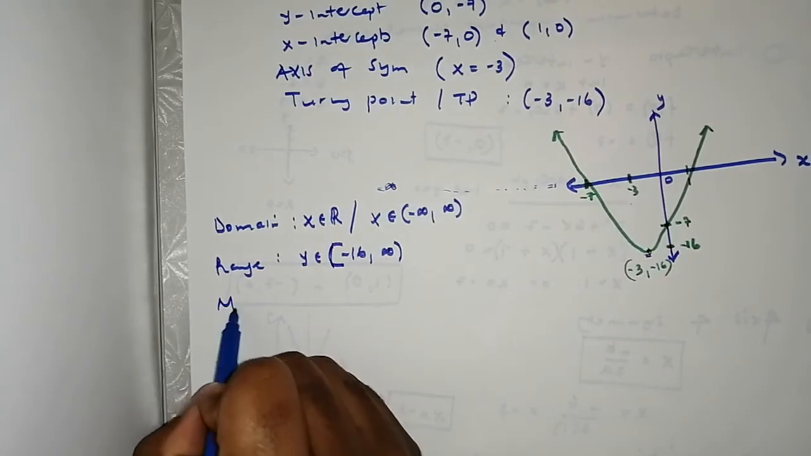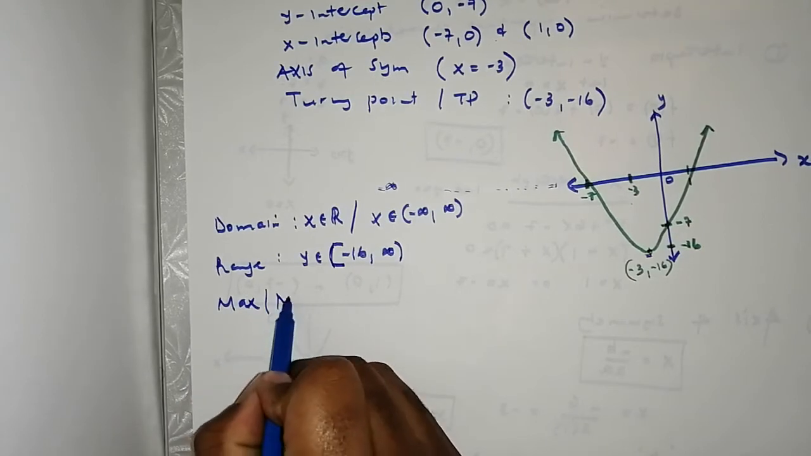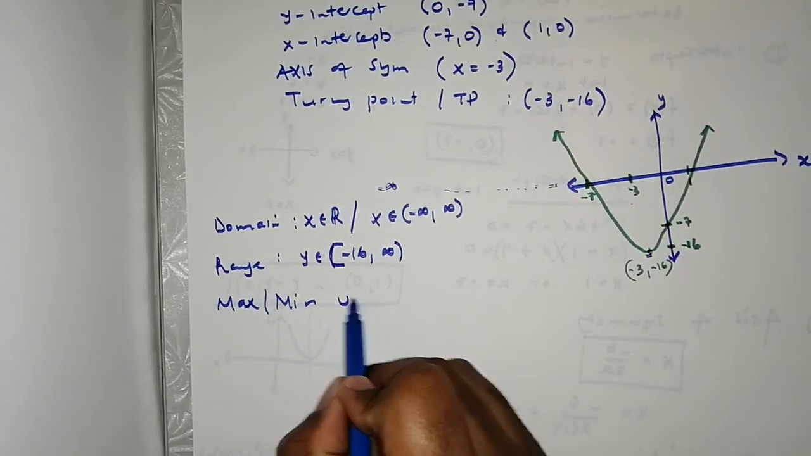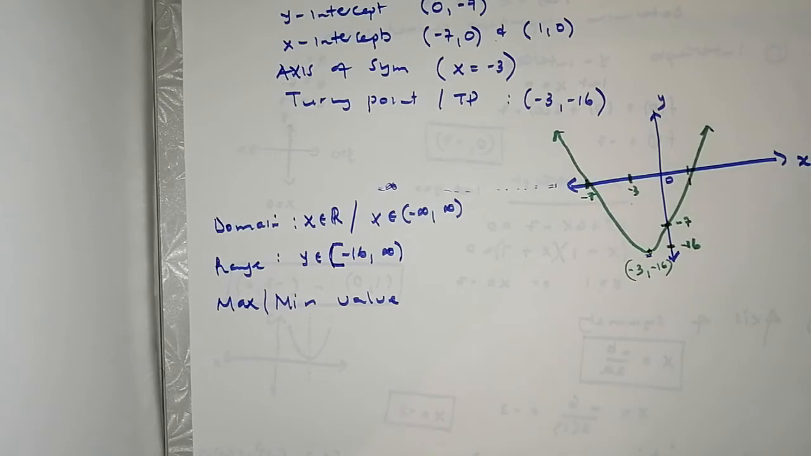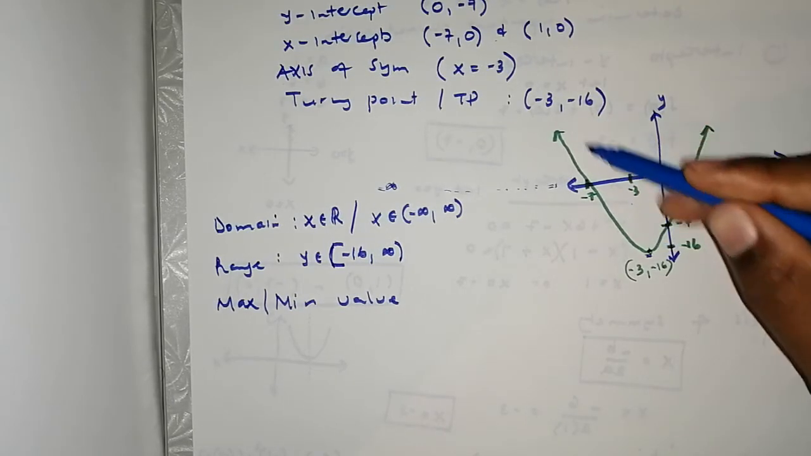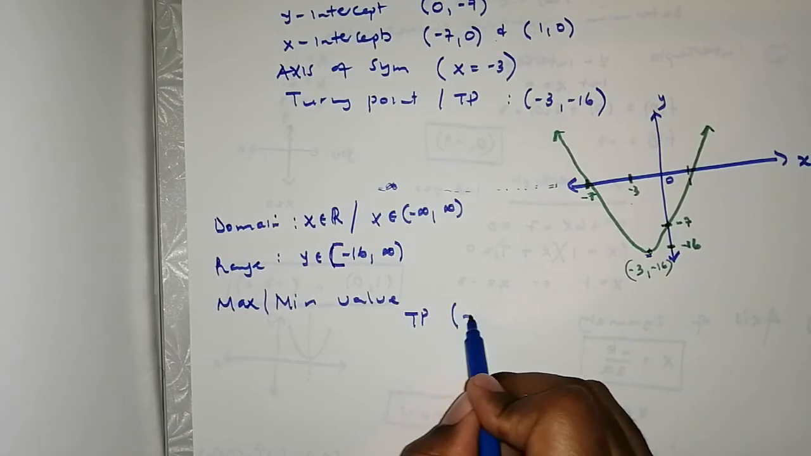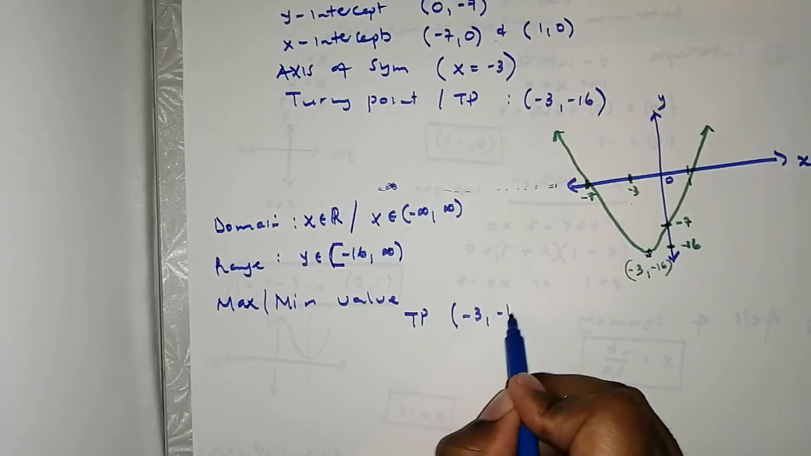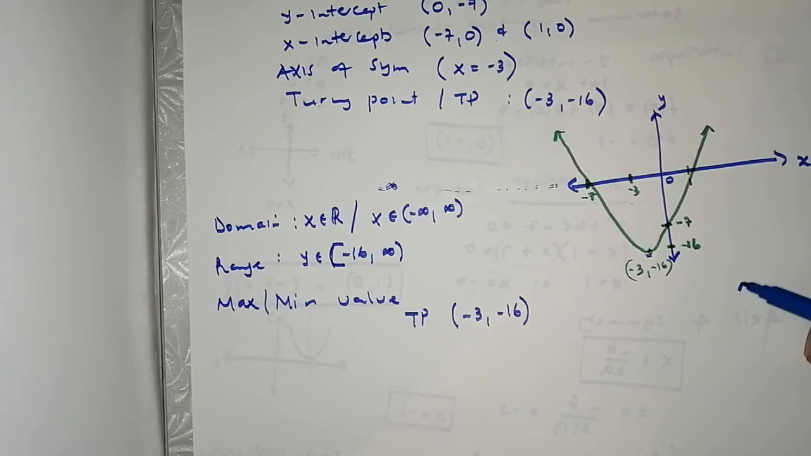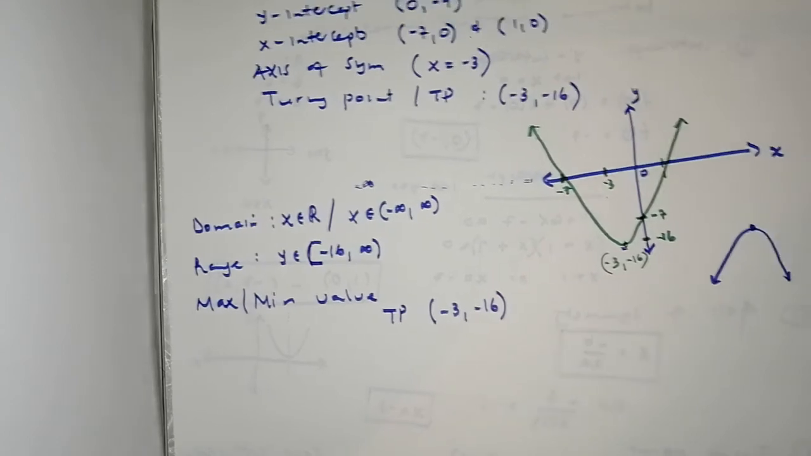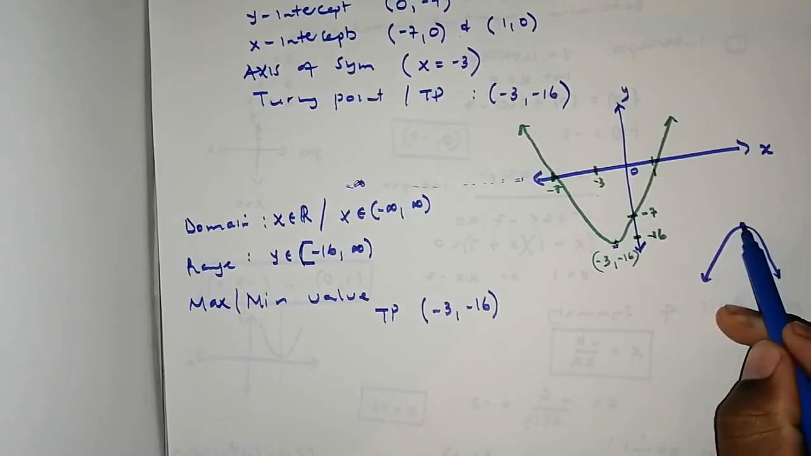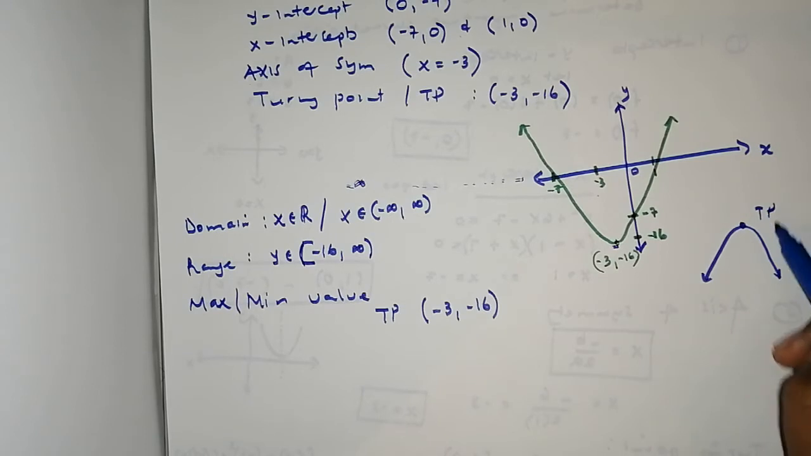And then finding the maximum or the minimum value. Okay, obviously this graph has got a minimum value, which is this one. It's actually its turning point. The minimum value of this graph is negative 3 and negative 16. If our graph was like this, for example, it was gonna have a maximum value, which might be this. You would actually appreciate that is actually the turning point of the graph.